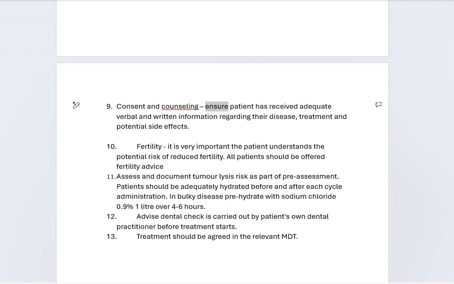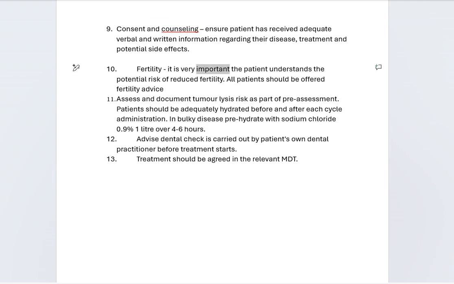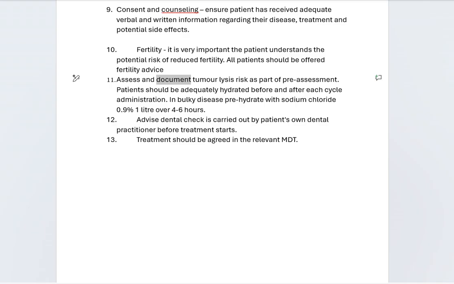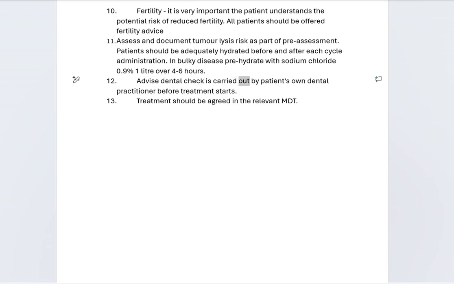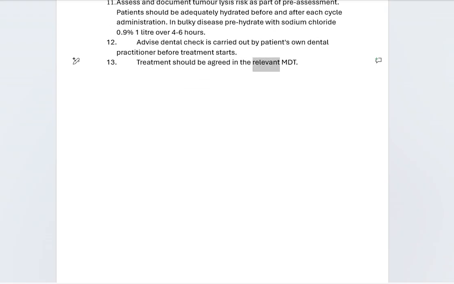Consent and counseling: ensure the patient has received adequate verbal and written information regarding their disease, treatment and potential side effects. Fertility: it is very important the patient understands the potential risk of reduced fertility. All patients should be offered fertility advice. Assess and document tumor lysis risk as part of pre-assessment. Patients should be adequately hydrated before and after each cycle administration. In bulky disease, prehydrate with sodium chloride 0.9% 1 liter over 4 to 6 hours. Advise a dental check is carried out by the patient's own dental practitioner before treatment starts. Treatment should be agreed in the relevant MDT.